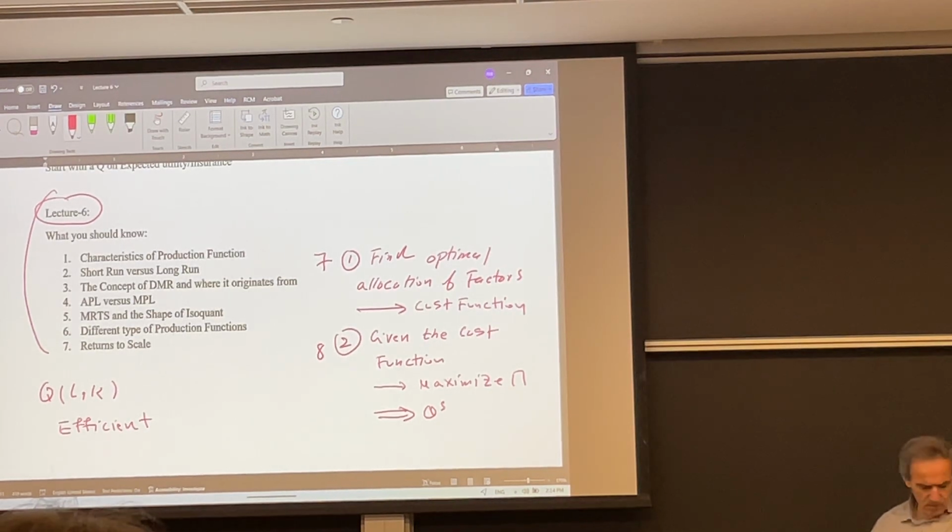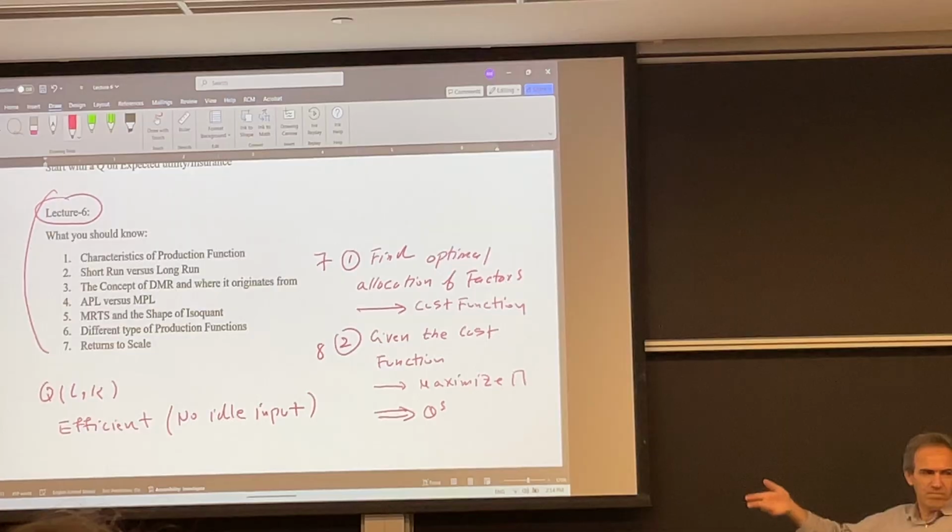Which basically means no idle input. You don't have inputs just doing nothing. They must do something, right? So that's sort of obvious. If the inputs are idle doing nothing, you cannot minimize your cost. It's impossible, right? You have labor doing nothing, right? That is inefficient.